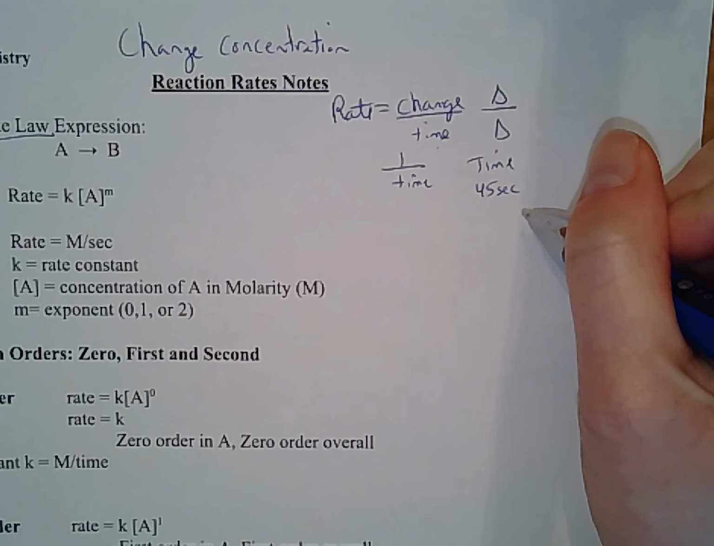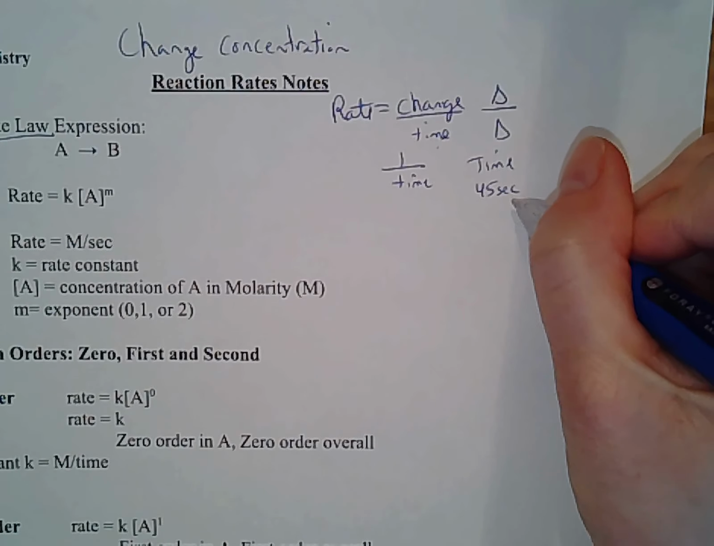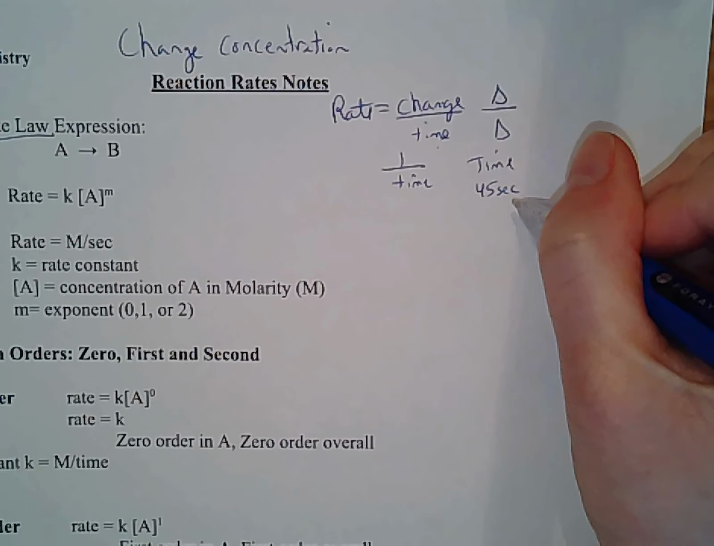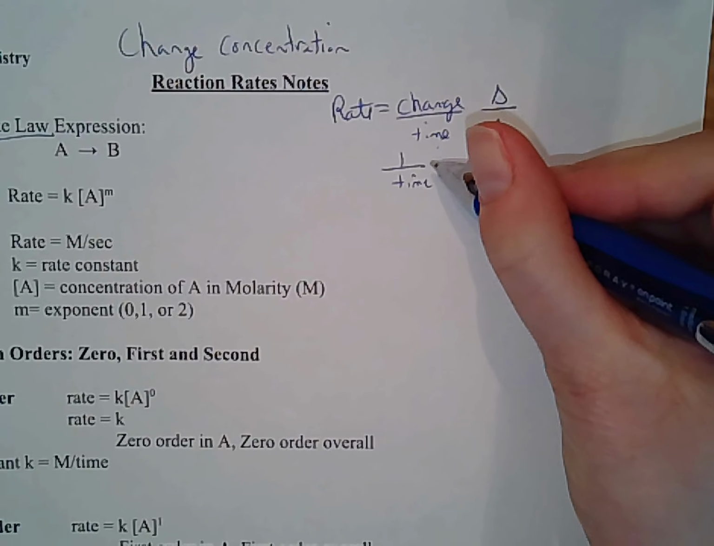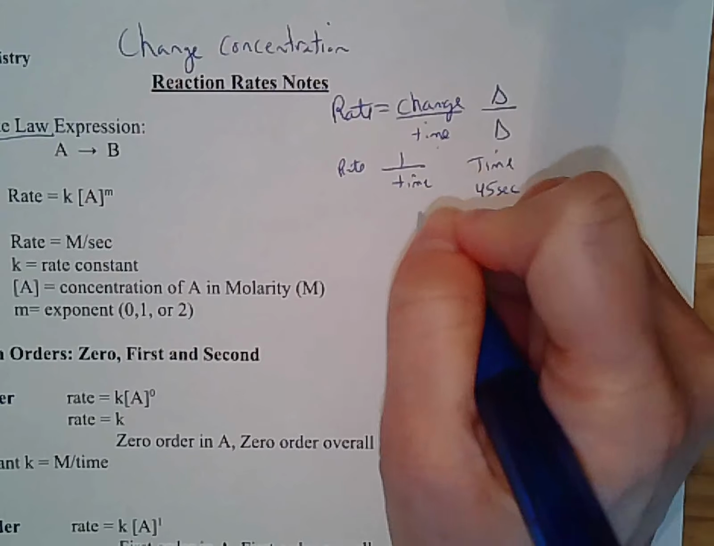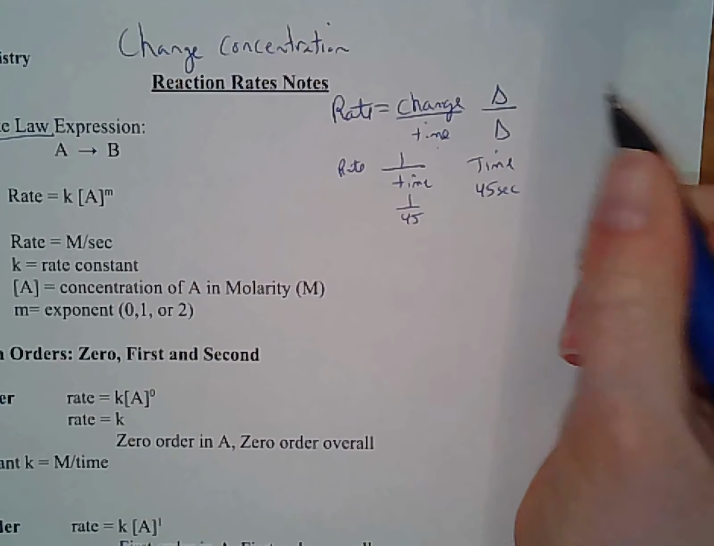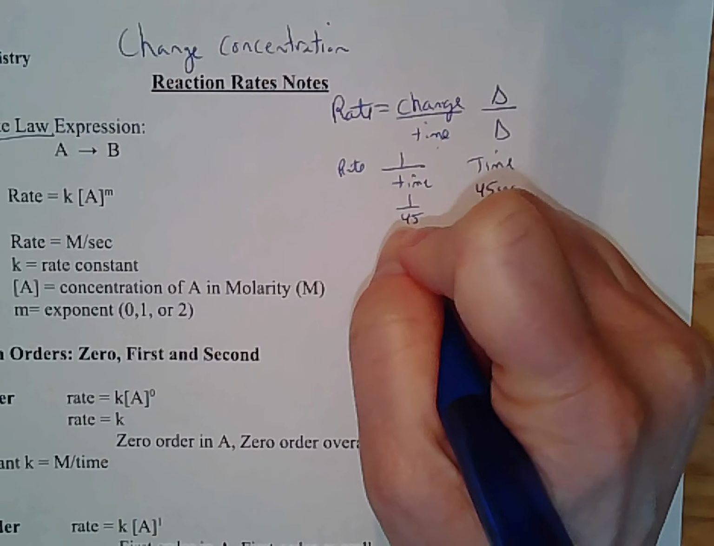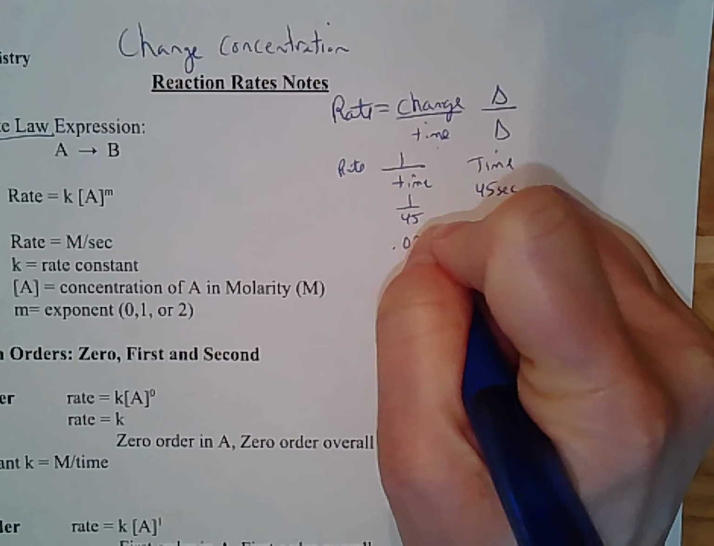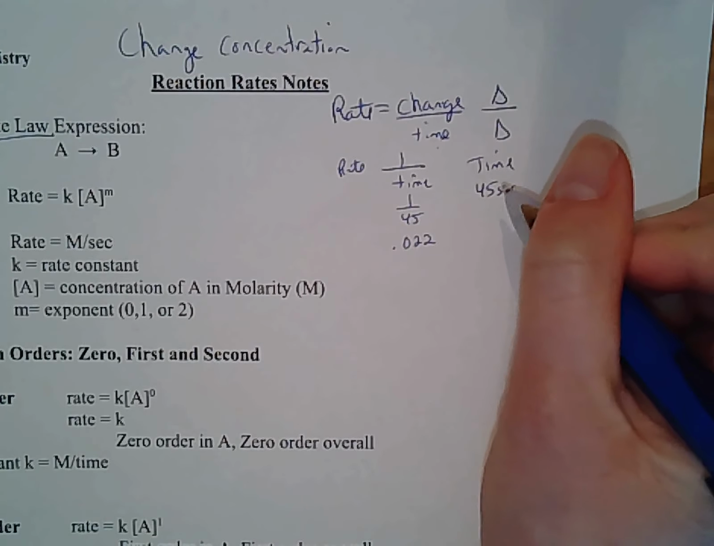So kind of like we saw with the thiosulfate hydrochloric, it turned cloudy. So let's say it took 45 seconds to get cloudy and you couldn't see the X anymore. Well, if I'm looking at a rate, that's going to be 1 over 45 seconds. And so that's going to be some kind of decimal, 0.022 or something like that, I think, when you divide that out. So rate and time are 2 different things.